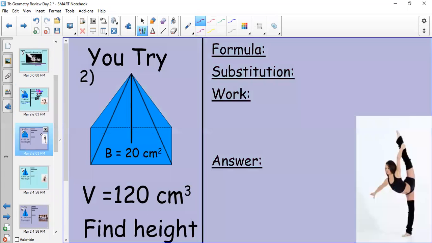All right, and then in class I paused here and I had them try one just like it. So go ahead and do that at home. See if you can get the correct answer.